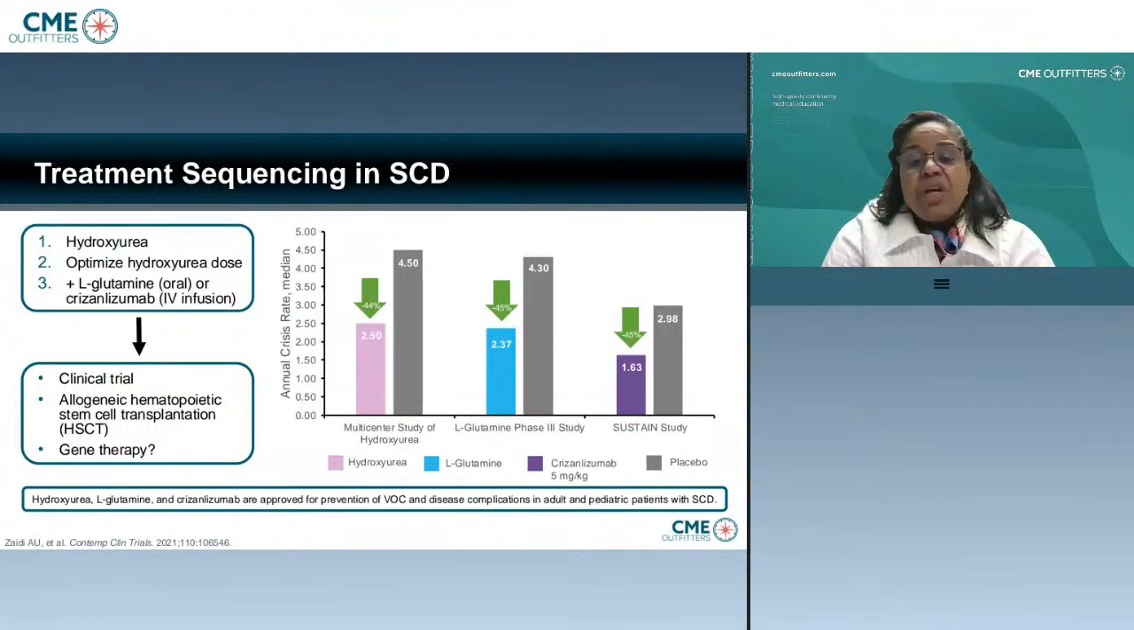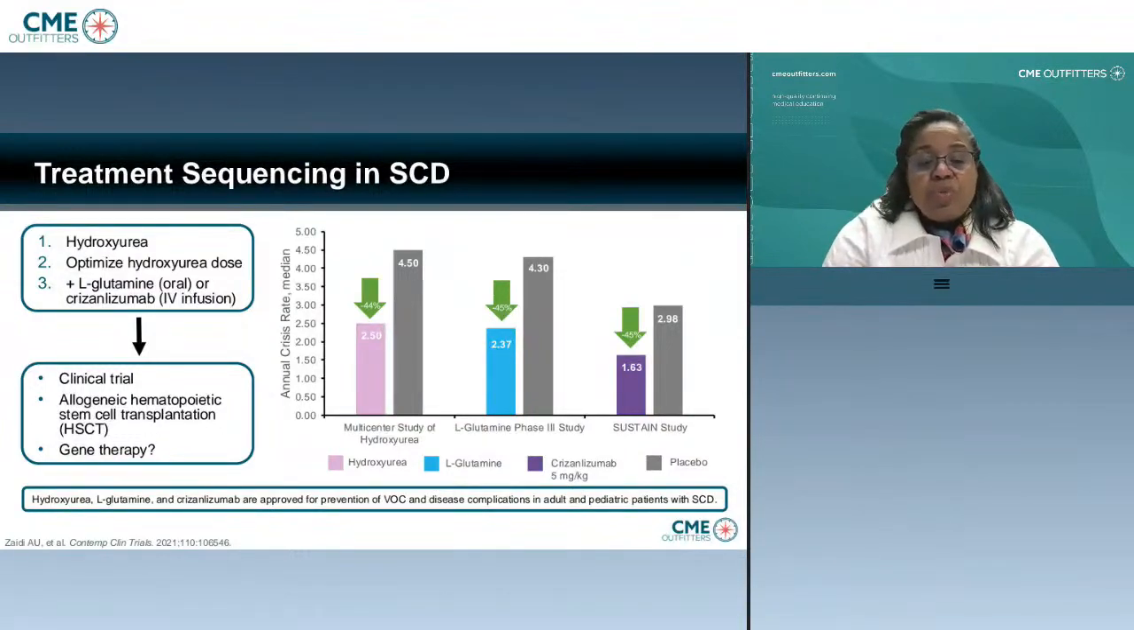Then what do we do when the patients are still having significant vaso-occlusive crisis or are having other complications, multi-organ damage, that we see we need to move on? So that's when we think about clinical trials for a significant number of drugs that are currently under development to address different issues with sickle cell disease, such as anemia, vaso-occlusive episodes, hypoxia, hemolysis, oxidation, etc.